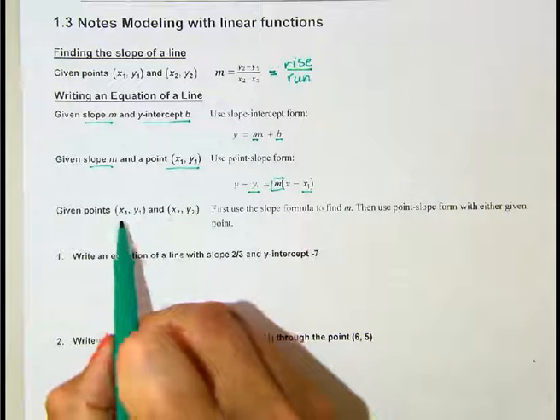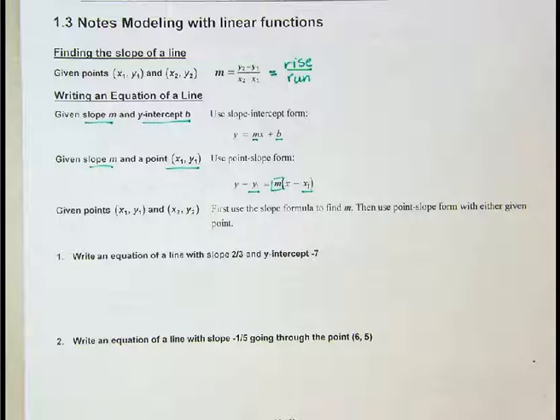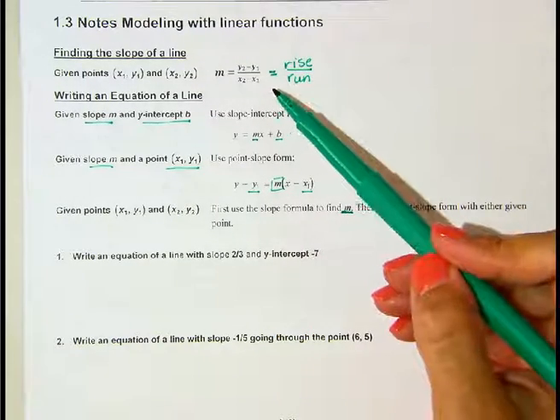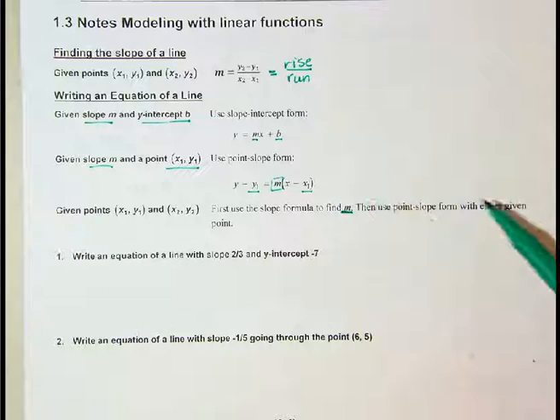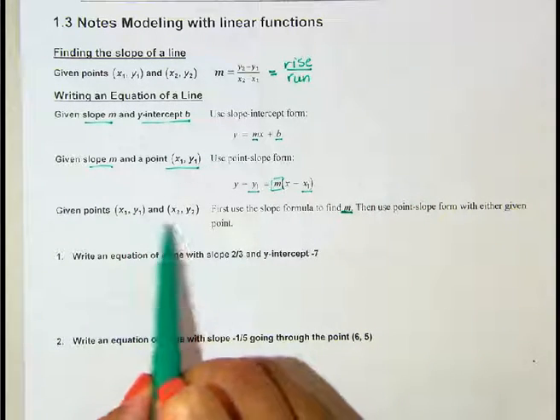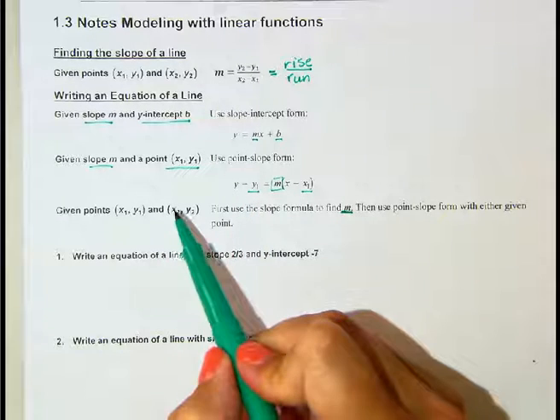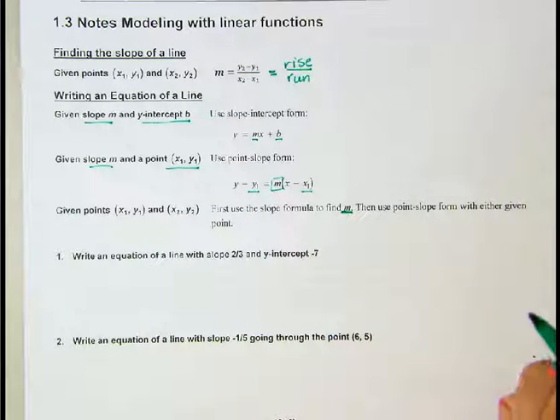Now, if you're given 2 points, you must first find the slope. You need to find m by using this slope formula. And then you use point-slope form, and you just pick one of these points to plug in for the x1 and y1. Okay, it doesn't matter if you actually plug in x2 and y2 instead. You would just plug in those places.